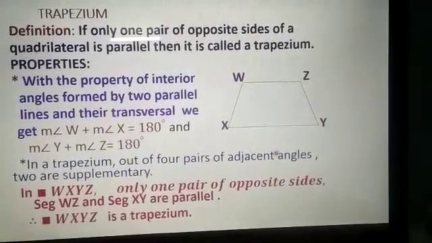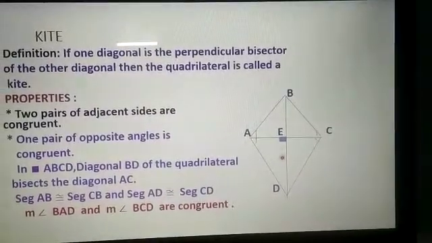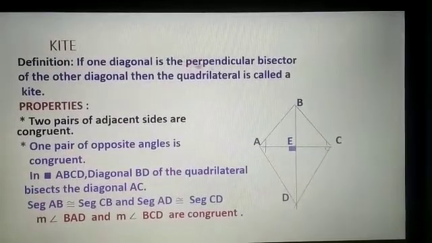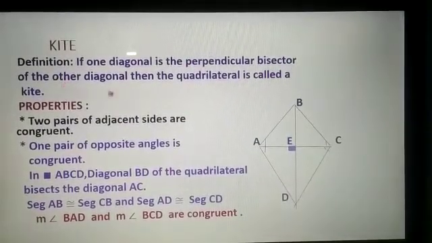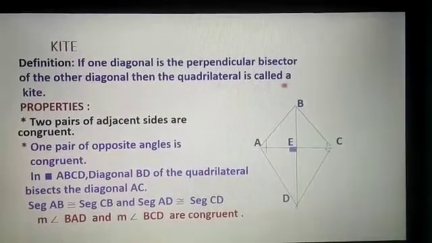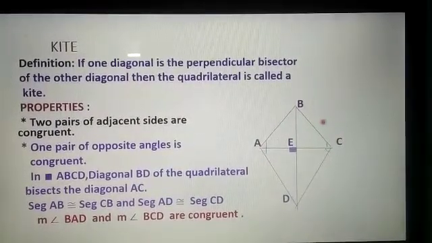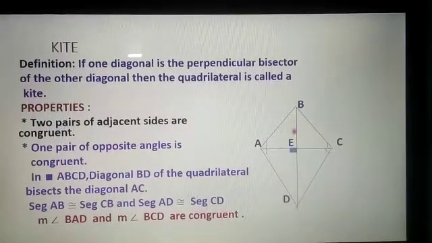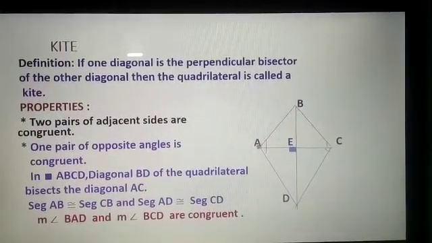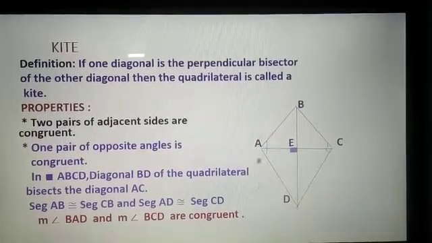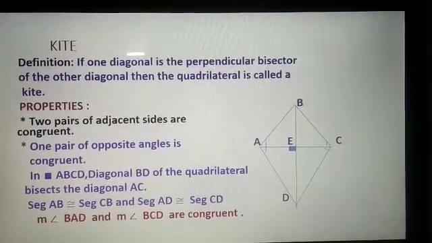Now let us see the next quadrilateral, that is kite. Now what is the definition of kite? If one diagonal is the perpendicular bisector of the other diagonal, then the quadrilateral is called a kite. See here which quadrilateral is given. Quadrilateral ABCD is a kite. And why is it a kite? See, two pairs of adjacent sides. Which sides? Side AB and side BC, these two are adjacent sides. Side AD and side CD, these two are adjacent sides.